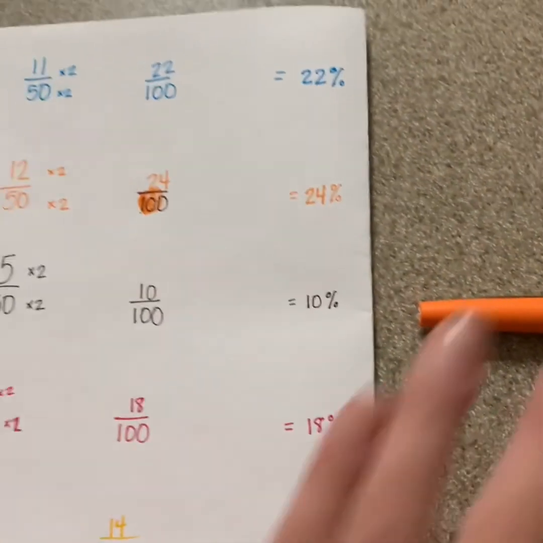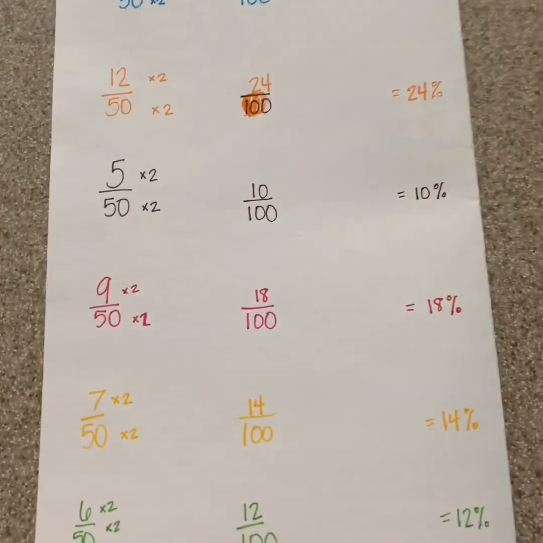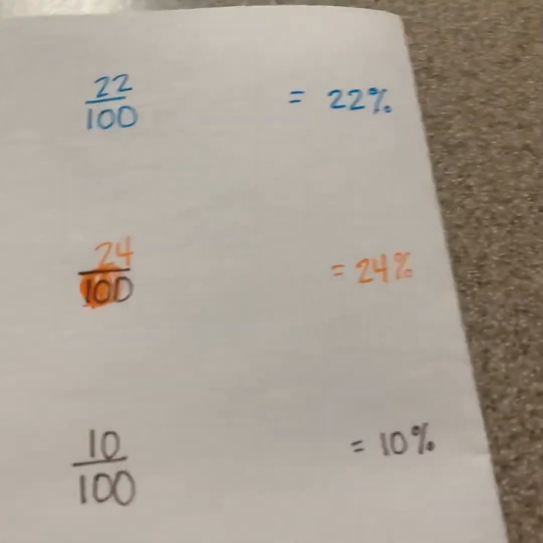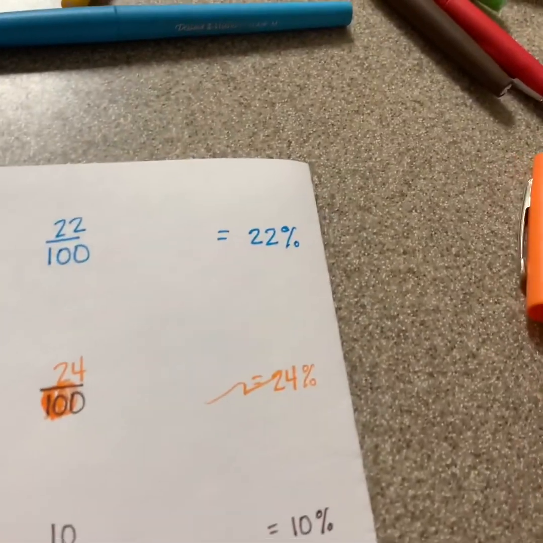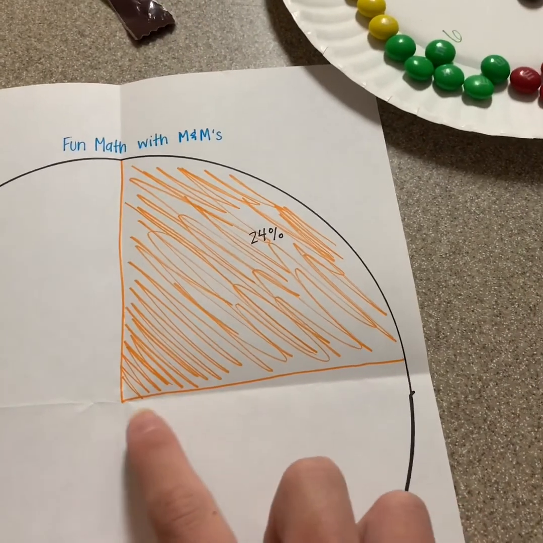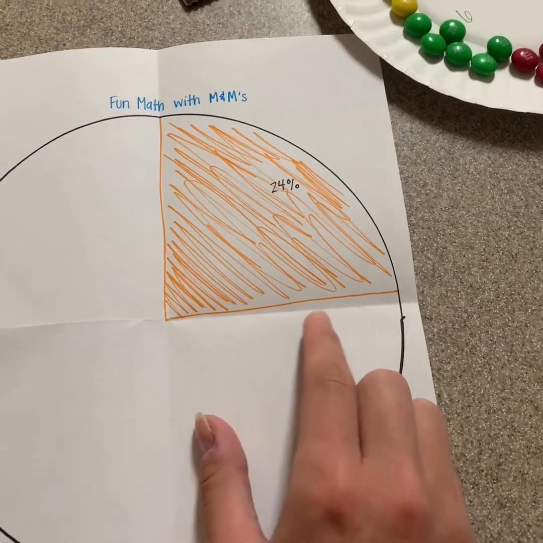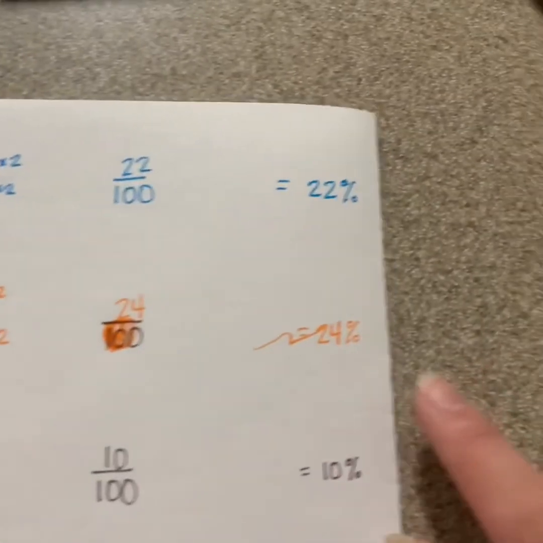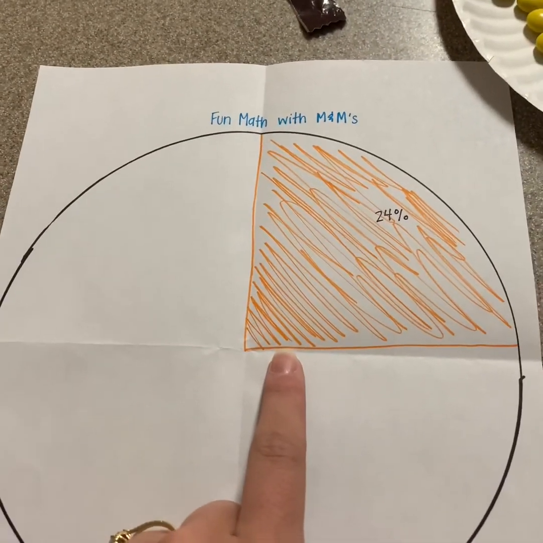Next, go back to our paper and let's look at whatever's closest to 25 again. So we've already used 24. So I'm going to put a check by that. And the next one I have is 22%. So 24 was almost a full 1/4 of a circle. You can see that the fold line right here, it's a little above that. Well, 22 is smaller than 24, so my blue portion of my circle is going to be a little bit smaller than my orange portion of my circle.